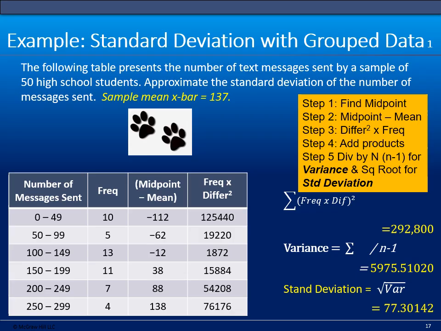And now remember, what we're saying is this is the number of text messages sent. So 10 people sent 49 or below, 5 sent between 50 and 99, 13 sent between 100 and 149, 11 between 150 and 199. So again, the standard deviation is about 77 messages from the least to the highest, in terms of a unit that we can measure across.